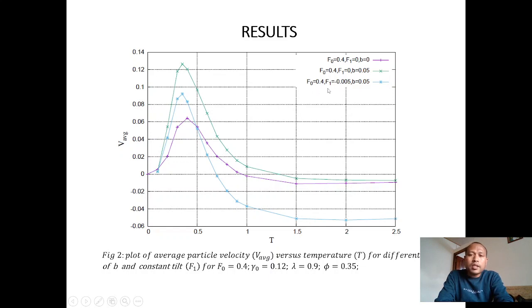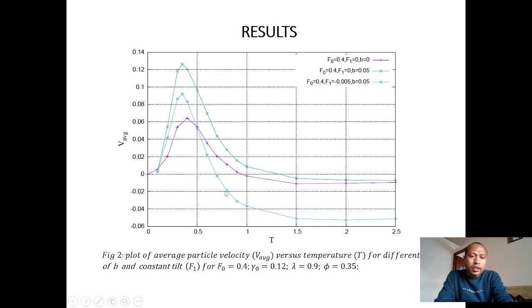And in the third case, we apply a small tilt along with asymmetry in the negative direction. Even though we apply a tilt in the negative direction, still we are obtaining a current in the positive direction. So this shows that even with a tilt applied in the negative direction, we are obtaining a ratchet current in the positive direction. That means we get a positive ratchet current. So this shows that the ratchet current works against the load.